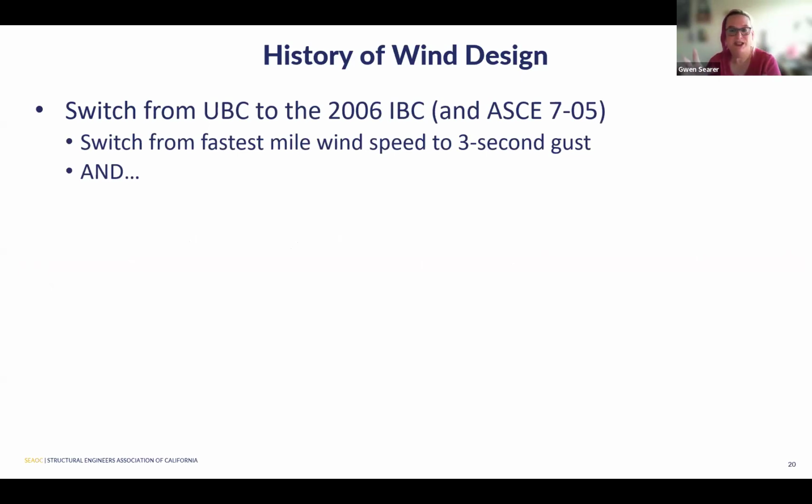So then California was on the UBC for a very long time, and then we switched to the 2006 IBC as our model code, and ASCE 7-05 is the basis for the loads in the 2006 IBC. One of the changes is switching from a fastest mile wind speed to a 3-second gust. Now, it's not that gusts weren't considered back then, but the profession decided that switching and just approaching 3-second gust as the design basis was more appropriate.